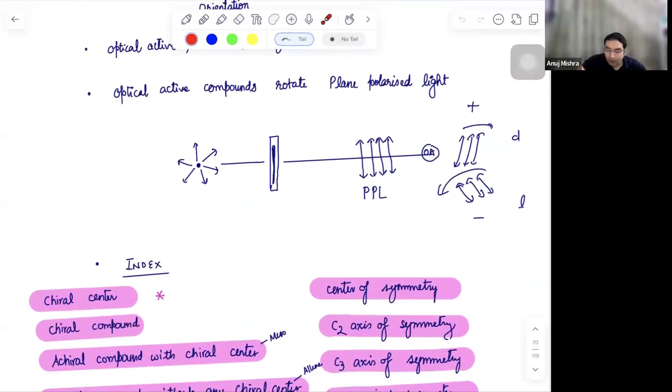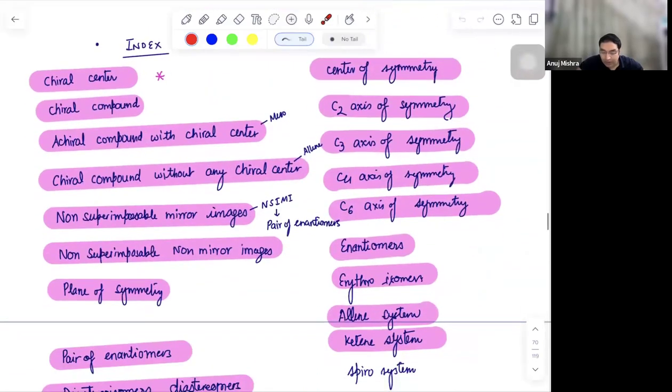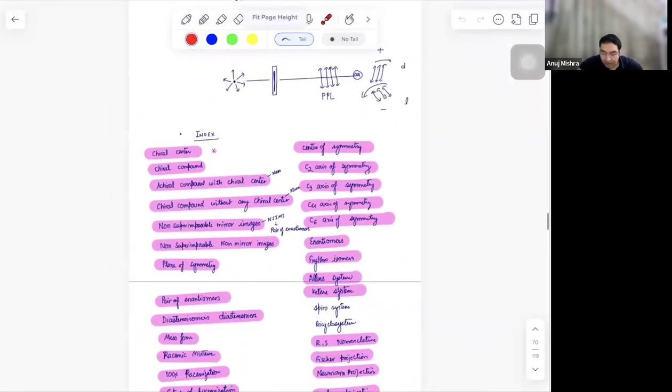So now we have to learn all these terms. So first you make the index of it. Sir, you write it once.